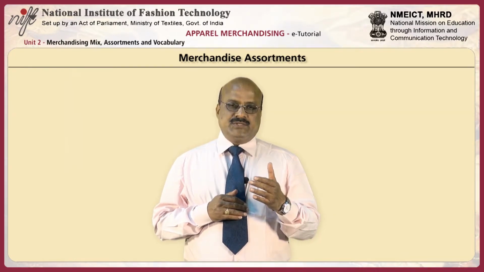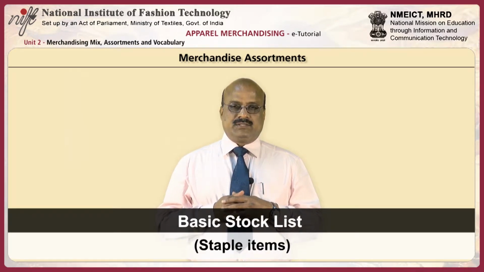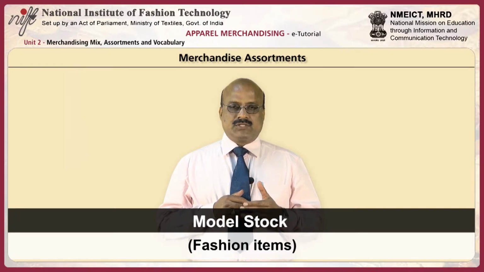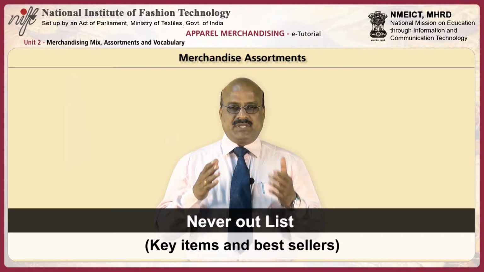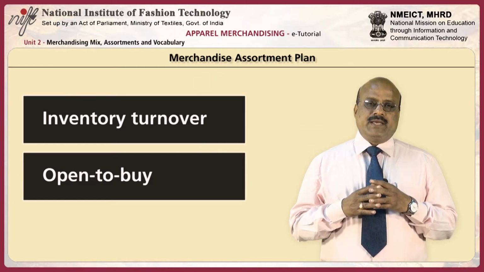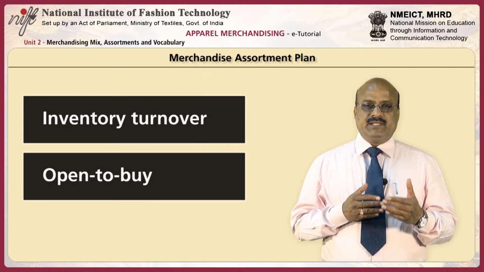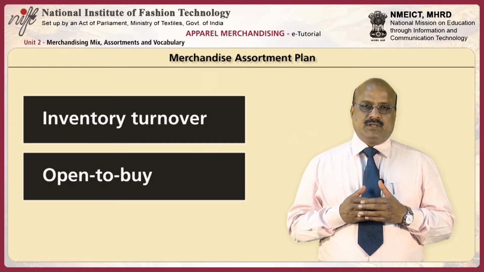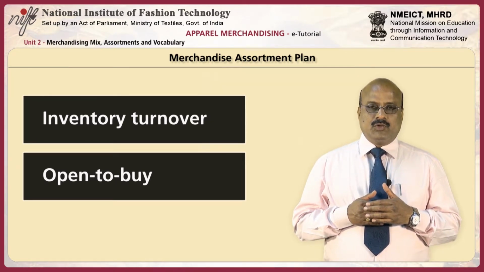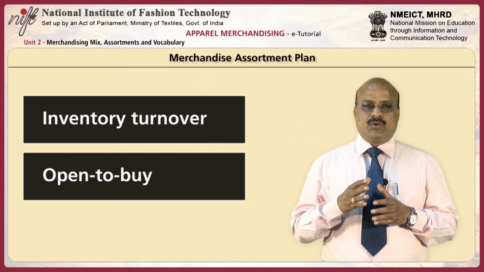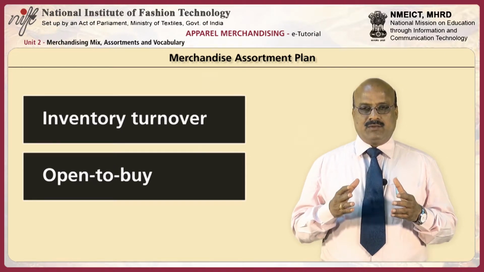The lists of merchandise to be developed are the basic stock list, that is staple goods; the model stock list, fashion items; and the never out list, key items and best sellers. Merchandise assortment planning requires continuous monitoring and adjusting of the types of product lines that are needed and dropped from the merchandise mix. Two widely used methods to control assortment and support are inventory turnover and open to buy.